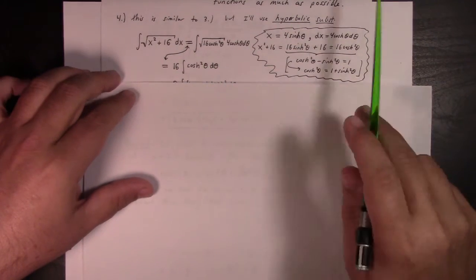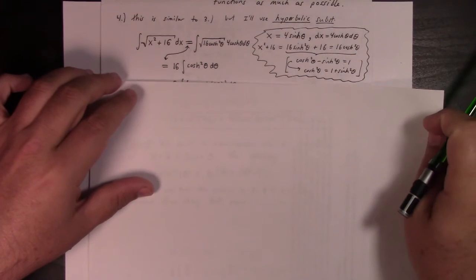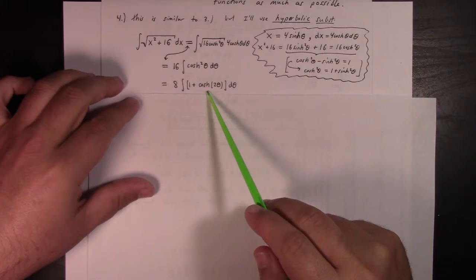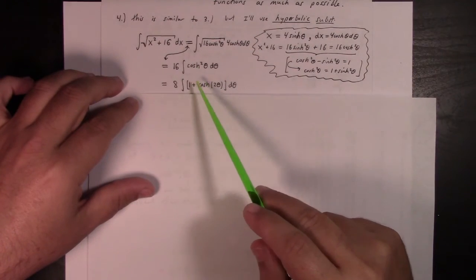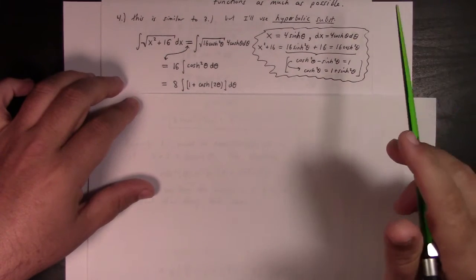Now cosh squared has very similar fun facts to cosine squared. In particular, one of those is that this is 1/2 of 1 plus cosh 2 theta. Hey, maybe that's one of those sorts of things that belongs on your sheet of memory.